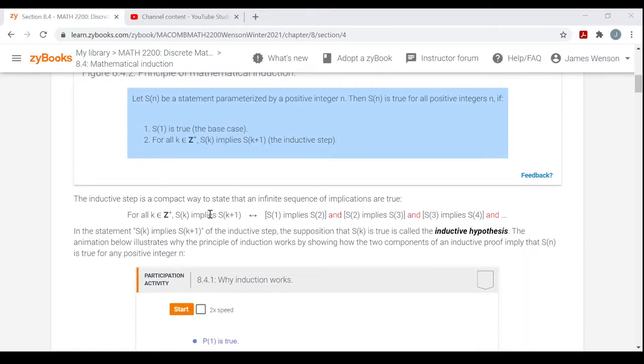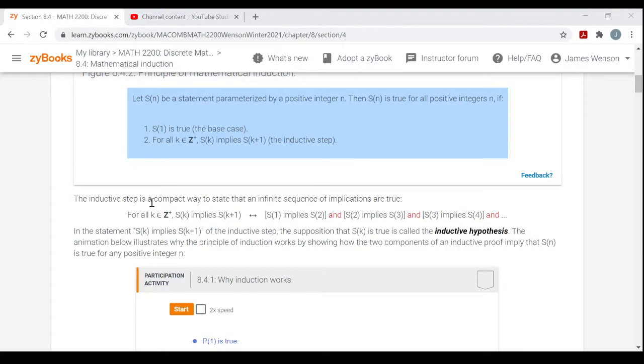Now this inductive step, showing that S(k) implies S(k+1), you're going to prove this directly. This is an if-then statement. This is a conditional statement. And remember, how do you prove an if-then? You assume the hypothesis is true and then show the conclusion, through some series of steps.